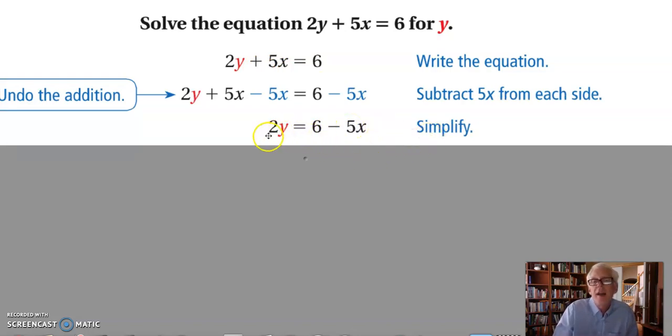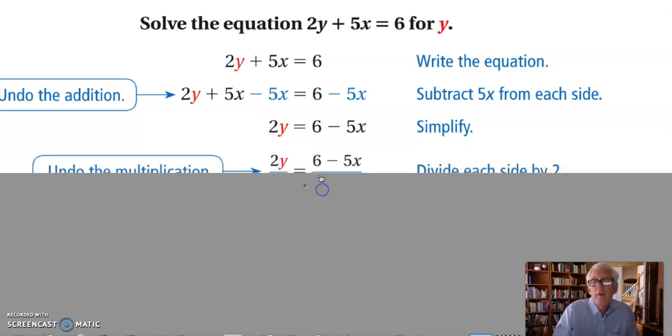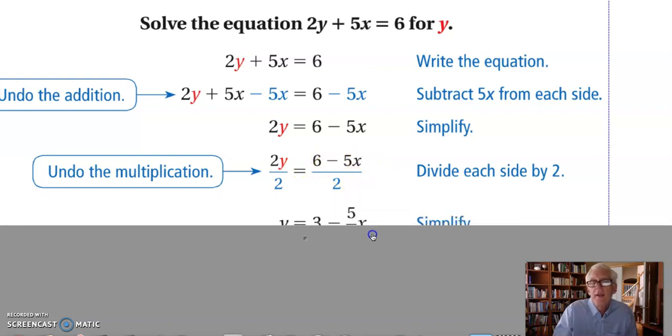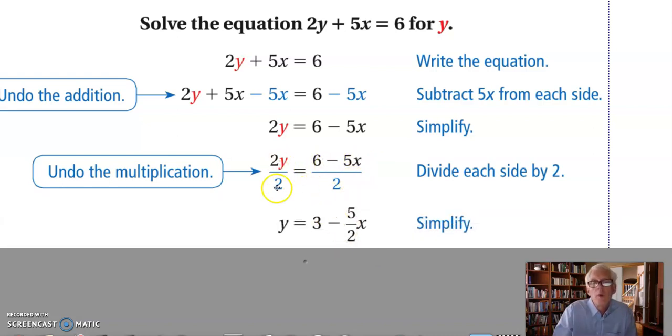Our next step then, y is almost by itself. We have to divide everything by 2. Okay, we can do that. Just divide everything by 2, and I end up with this right here. This becomes 2y, this becomes y. And here's this fraction that needs to be simplified again. We get y by itself. 6 divided by 2 is 3, and 5x over 2 is 5/2 x. So that's your steps for that one.